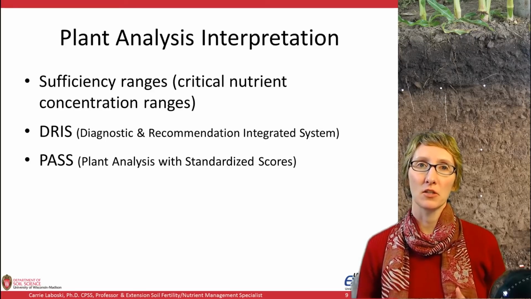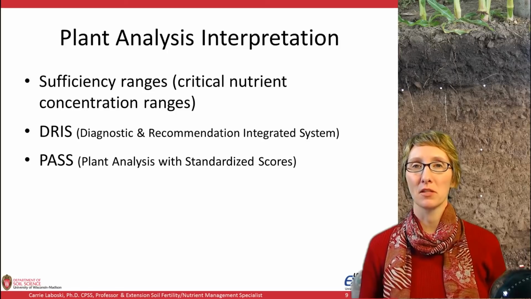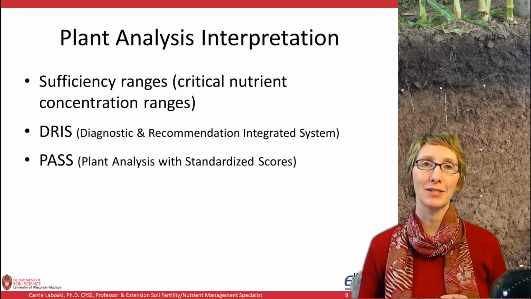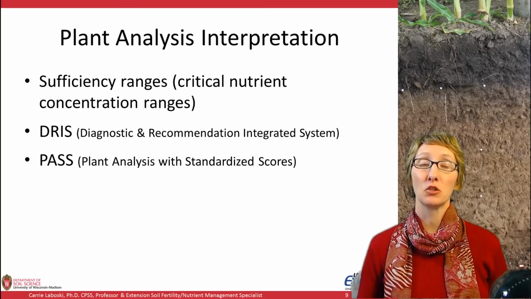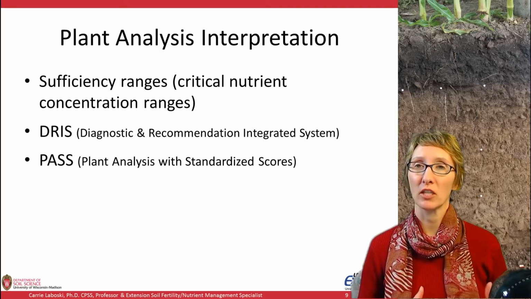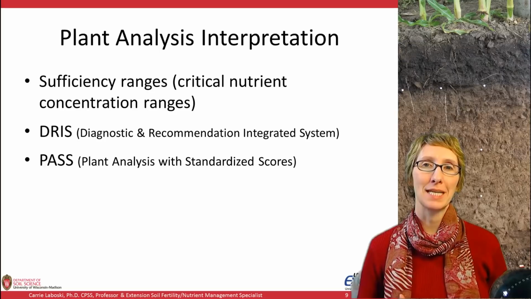Now with plant analysis interpretation, there's kind of three main methods. The sufficiency ranges, which is also considered the critical nutrient concentration. Then we have the DRIS approach, that's the Diagnostic and Recommendation Integrated System. And then PASS, the Plant Analysis with Standardized Scores.